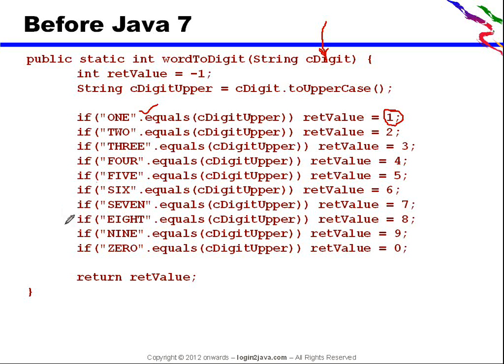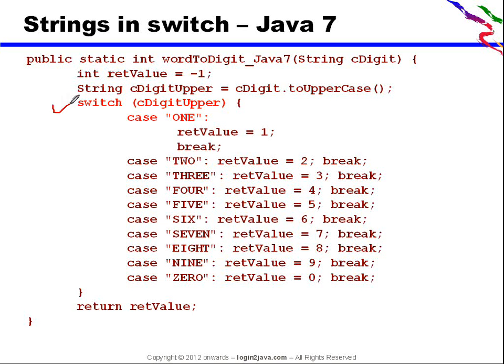Now in Java 7, the code can be like this. You can use switch. Case 1, case 2, case 3, case 4. Each case will assign a value to the return value, and then this return value will return the digit converted into numeric.